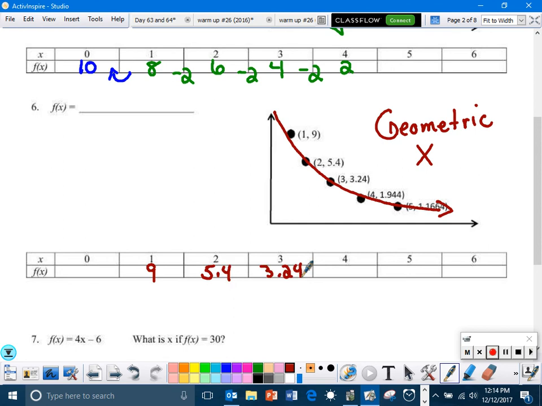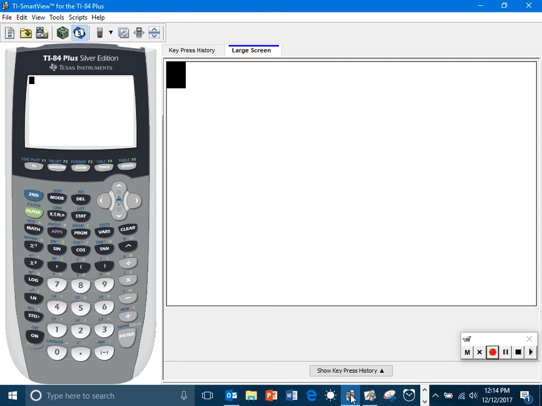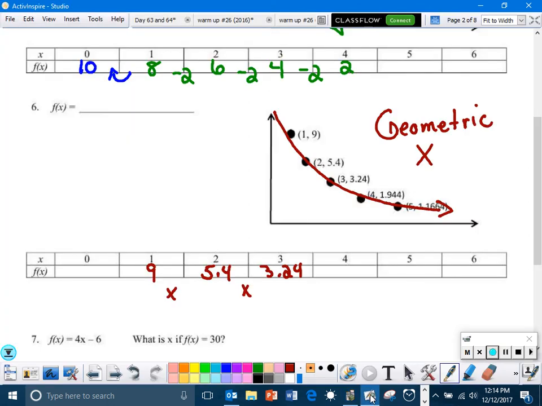Now, I got to figure out what I'm multiplying by. Just by looking at it, I do not know. So I am going to take the 5.4 and divide it by 9. Again, pick a number and divide it by the number behind it. So here we go. I'm going to divide 5.4 by 9, and it tells me I am multiplying by 0.6. And if you want to verify that, go ahead and multiply 5.4 by 0.6. You should get 3.24.